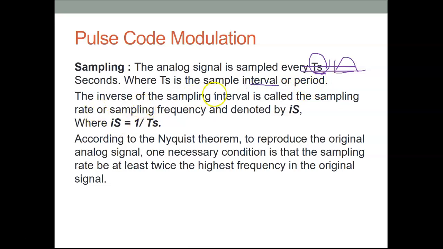The inverse of the sampling interval is called the sampling rate. So maybe I ask you, what is the sampling rate for this signal? The sampling rate is 1 divided by the time interval.